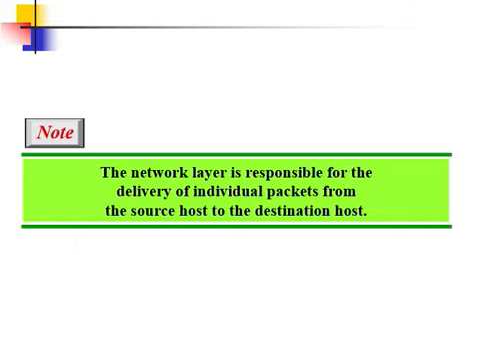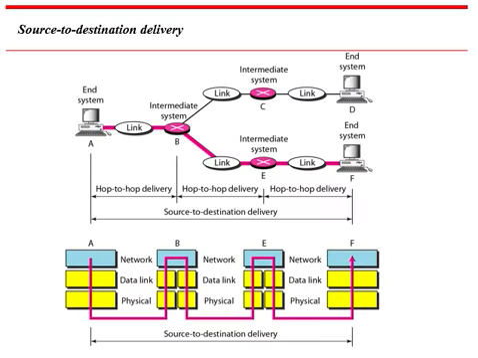Note that the network layer is responsible for the delivery of individual packets from the source host to the destination host. Here is the example of source-to-destination delivery of the information. In the network layer we use routers. So all these routers are used in the network layer.